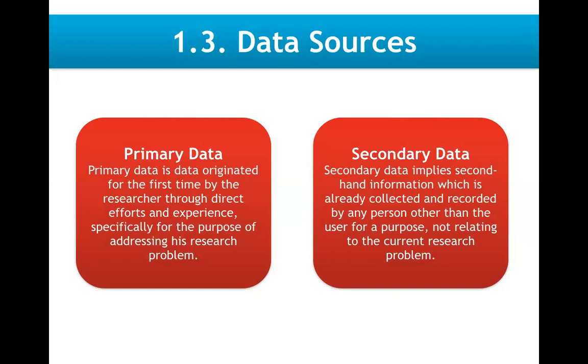Now, what you have to remember, which is important, is that there is a distinction between two schools of thought. The first, mainstream, tells us that there is data which is primary and data which is secondary. Regarding the first, primary data is data which is originated for the first time by the researcher through direct effort and experience, specifically for the purpose of addressing his research problem.